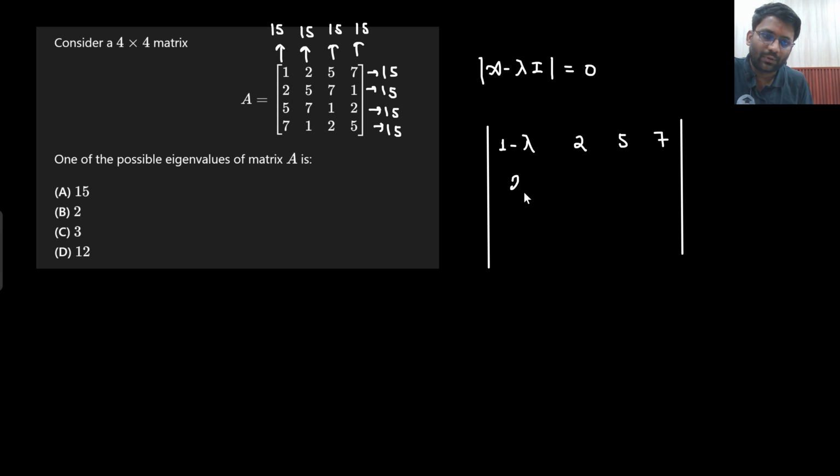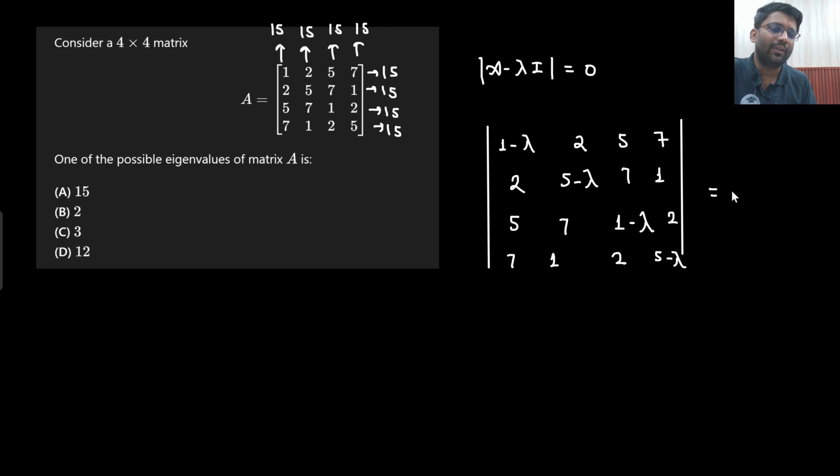This will become 2 only. This will become 5 minus lambda, 7, 1. Then 5, 7, 1 minus lambda, 2. And then 7, 1, 2, 5 minus lambda. This is the scenario you will be getting, and you will be equating it to 0, right? Now let's solve it. If we are solving this particular determinant, what I can do is that in R1 I am applying what?